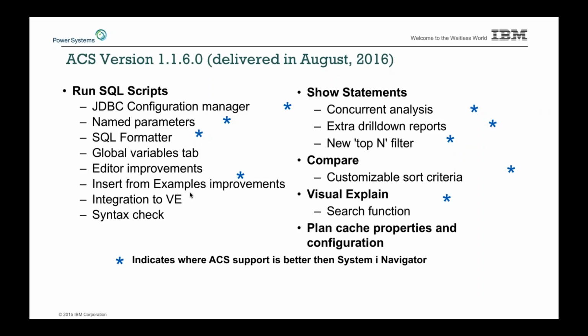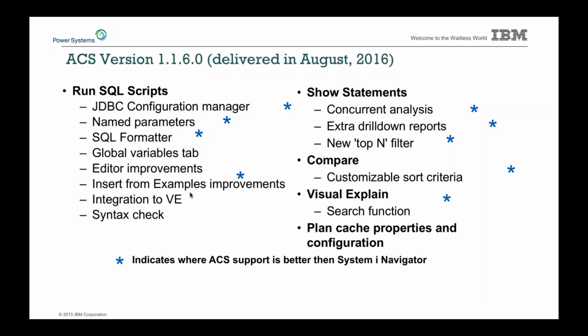We have our JDBC configuration manager, name parameters, SQL formatter, global variables, editor improvements, insert from examples, integration into VE, syntax verification. We got little blue stars next to some of these items. Those blue stars indicate that what we delivered in ACS is significantly better than what the old tooling in our Access for Windows support was. So we've taken what was there, we listened and understood what our customers were complaining about or how we could make it better, and those are the things that we did when we reinvented this new support.